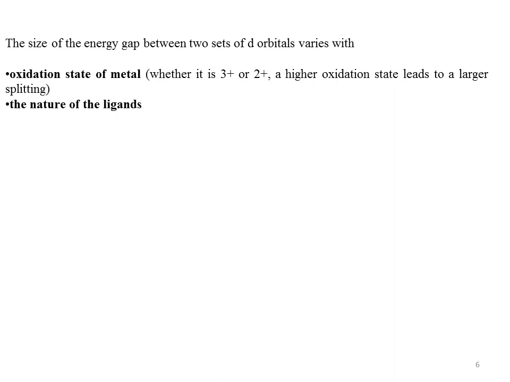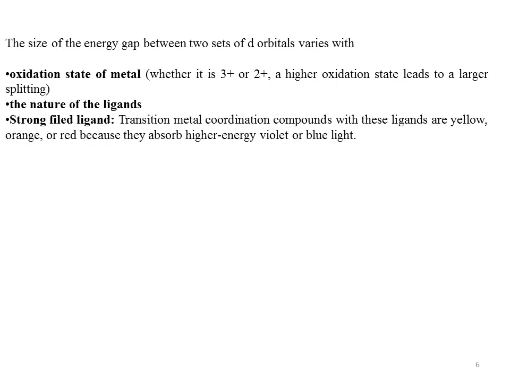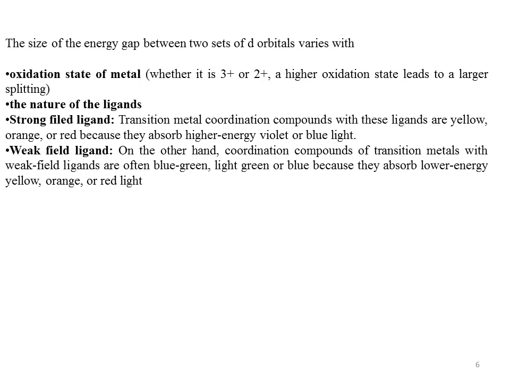The nature of the ligand also affects the energy gap between the two sets of d orbitals. A strong field ligand and a weak field ligand in a complex compound will have different effects. If a strong field ligand is present in a coordination compound, mostly they impart yellow, orange or red color because they absorb the higher energy region of the visible spectrum. Higher energy region, that is the blue part of the visible spectrum.